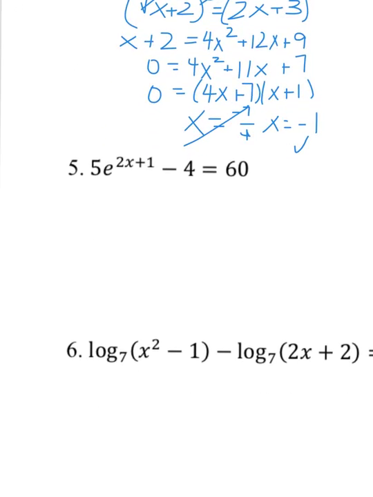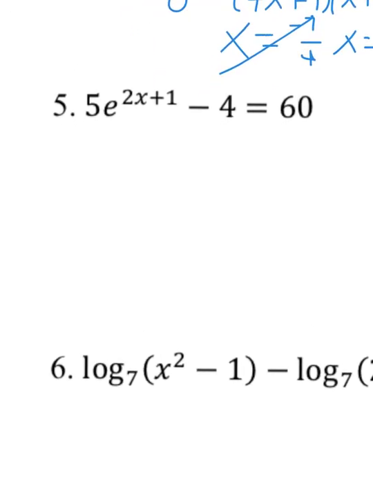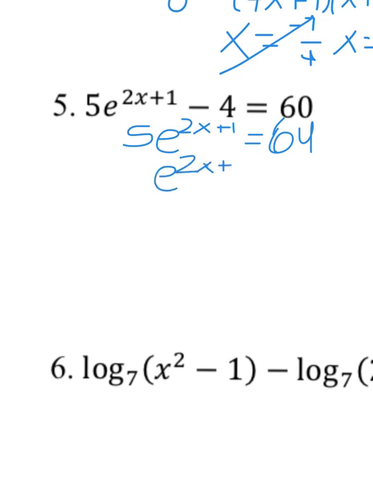For number 5, your variable x is up in the exponent, so you're going to need to use logs. Not only do you use logs, but because the base of the exponent is e, you're going to use the natural log. So first you're going to add over the 4. So you get equals 64. Now you also have to divide by 5. So we have e raised to the 2x plus 1 is equal to 64 divided by 5, which is 12.8.